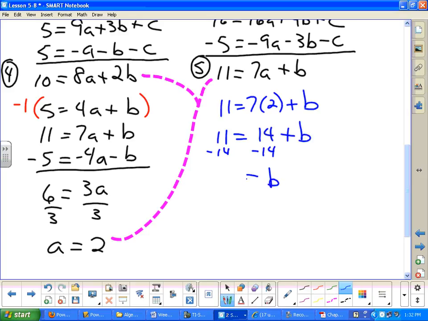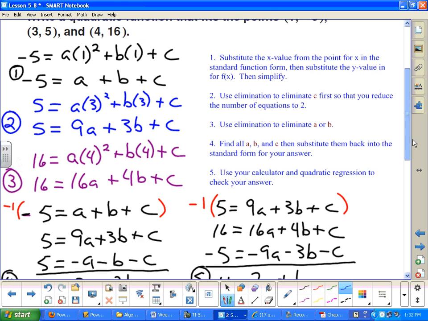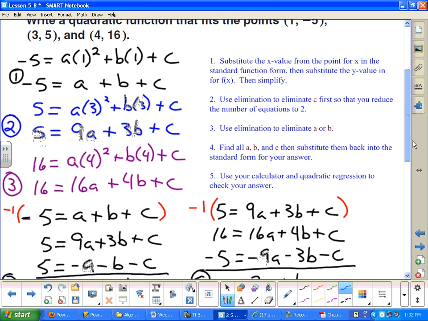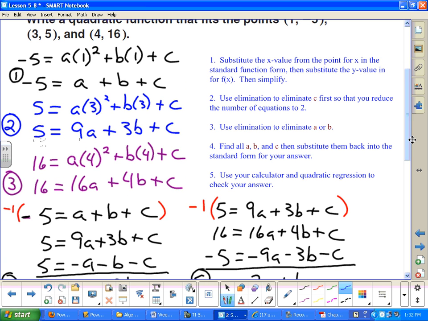So b equals -3. Okay. So we now know the value of a. We know the value of b. We need to find c. So to find c, I'm going to go back to the original equations I had. Look at either numbers 1, 2, or 3 to use them to find the value of c.